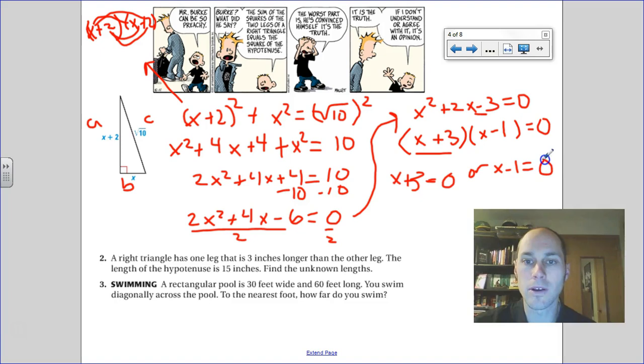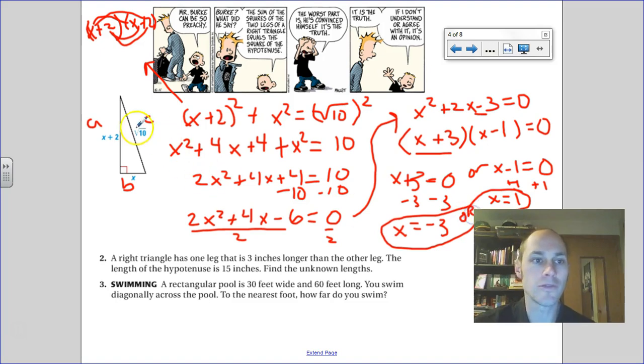Then we solve both of those. Subtract 3, x equals -3, or add 1, x equals 1. So in this case, we need to determine which value it's going to be. Well, -3 plus 2 is going to be a negative number, so we can't have a negative distance. So in this case, x will be 1, because 1 plus 2 is 3, and this will give us 1.